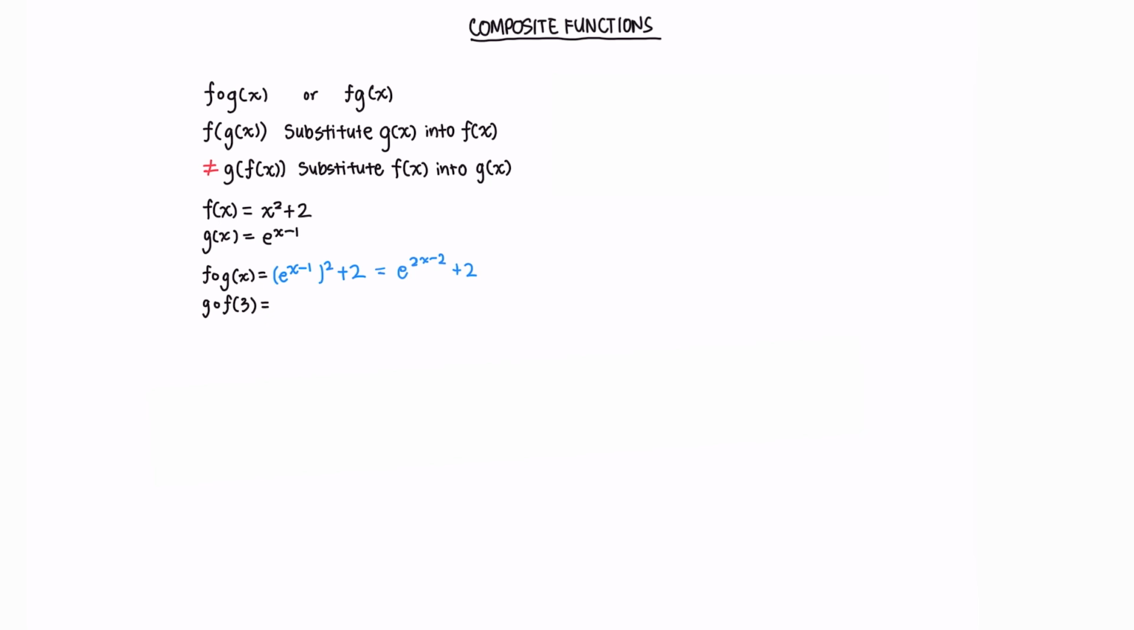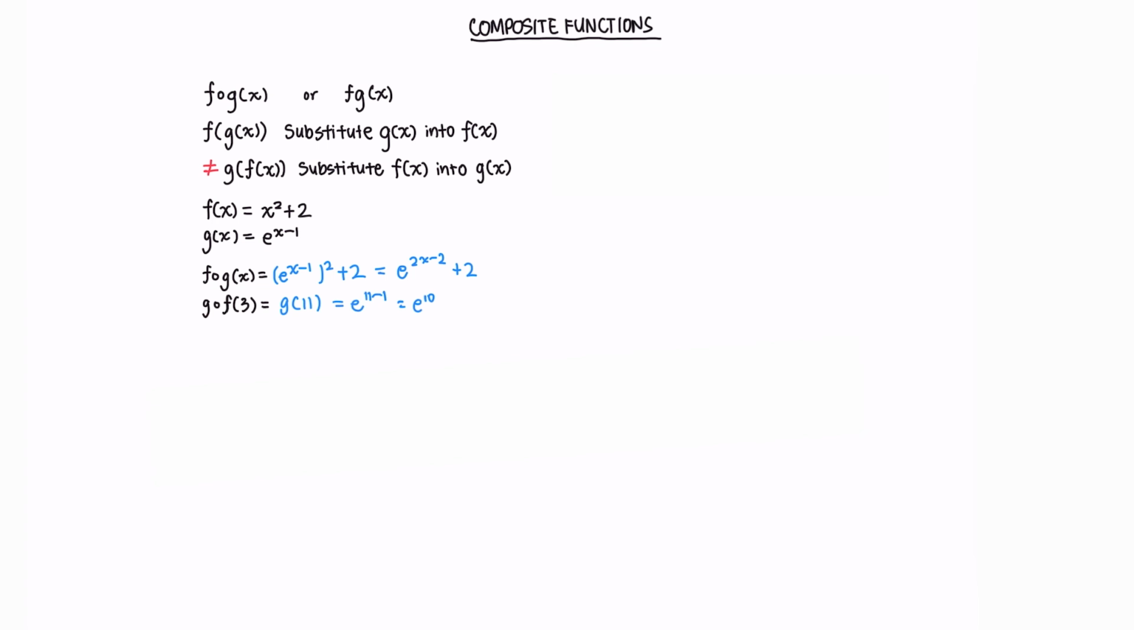Next, what is gf(3)? What this is trying to say is we are substituting f(3) into g(x). So what is f(3)? f(3) is actually just 3 squared plus 2, which is 11. So this is the same as saying g(11), which is equal to e to the power of 11 minus 1. This is e to the power of 10.